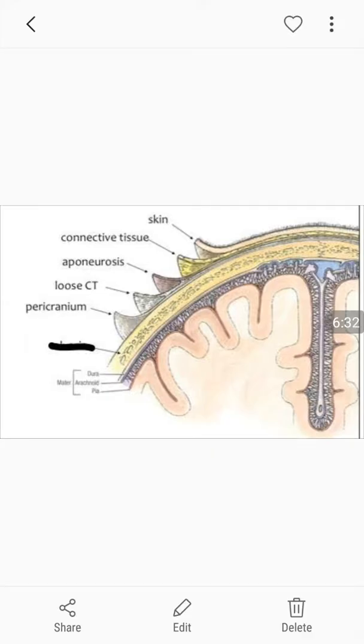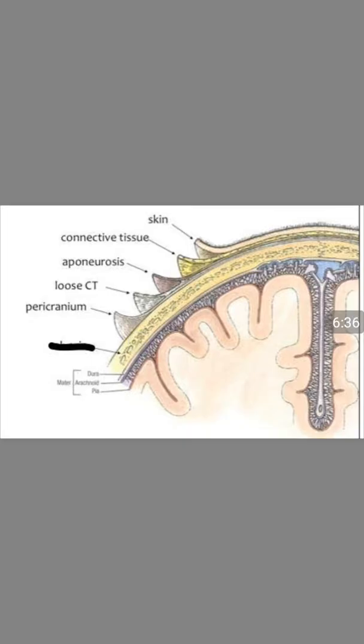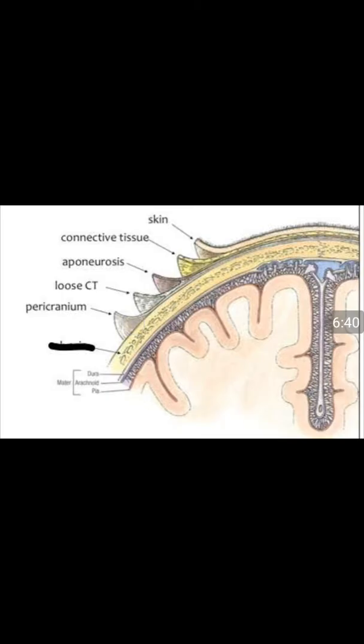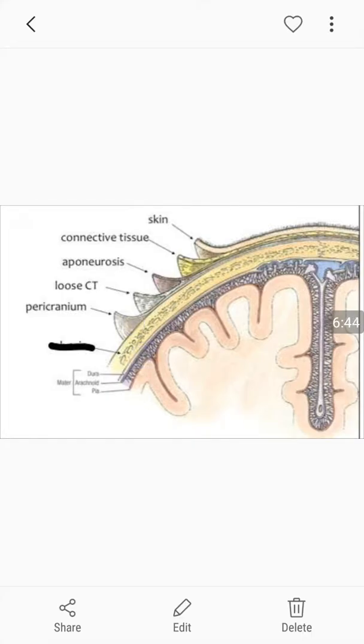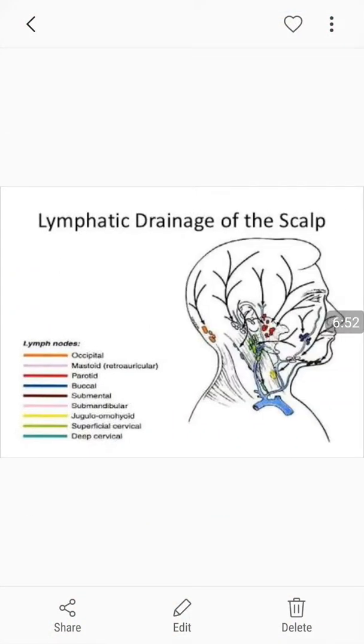Then we have got the pericranium. Pericranium, as the name indicates, is just above the bone. So this pericranium is actually continuous with the endosteal layer of the dura mater at the foramina, like foramen magnum and other foramina as well.